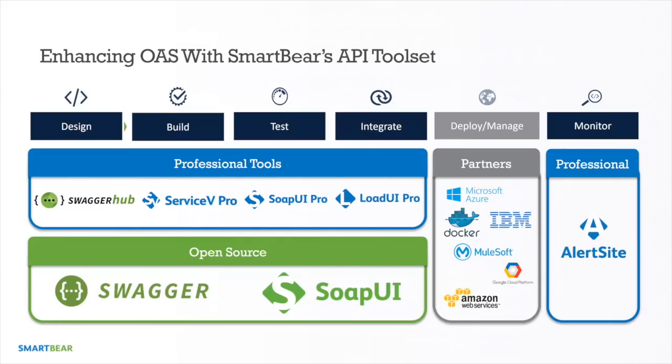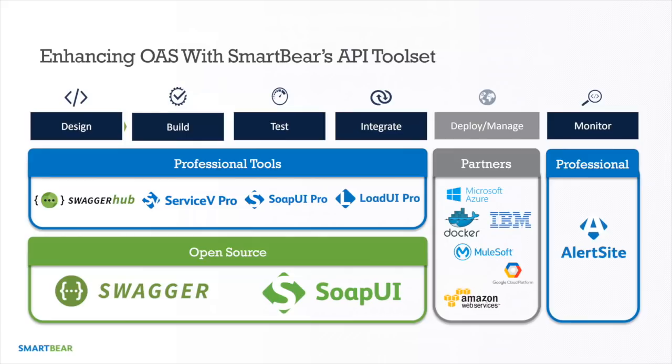And one of the great things about AlertSite is it can actually be installed pre and post production. So you can take an AlertSite agent, put it into one of your nodes that may be a part of your CI pipeline, and you can actually monitor your application as it moves through the pipeline.